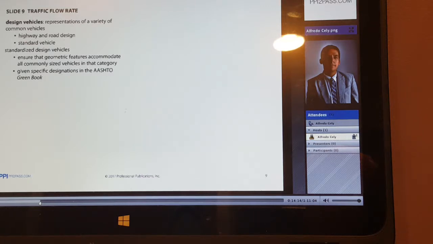Now, design vehicle information gives you, for example, the bumper-to-bumper distance of a standard passenger car, or the bumper-to-bumper distance for a specific type of truck, such as WB50 and so forth. Now, all these design vehicles and their dimensions are referenced in the AASHTO Green Book. For the breadth portion of the exam, because you will not be required to look up values, tables, charts in AASHTO's Green Book, you will be given information on a design vehicle.